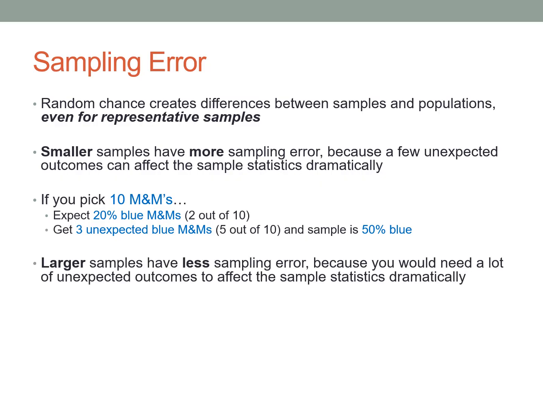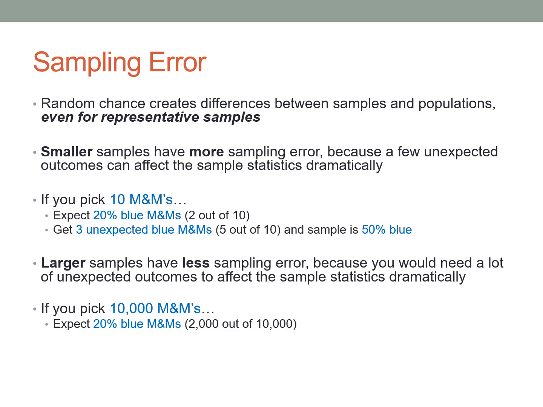Larger samples, on the other hand, have less sampling error because it would take a lot of unlikely events to dramatically affect the composition of the sample. So let's imagine that instead we pick out 10,000 M&Ms. And this, by the way, is why we needed a house-sized jar, since that probably wasn't apparent until this moment. But we've got this really, really, really big jar of M&Ms. And now we're going to pick out 10,000 of them in a 10,000 M&M sample.